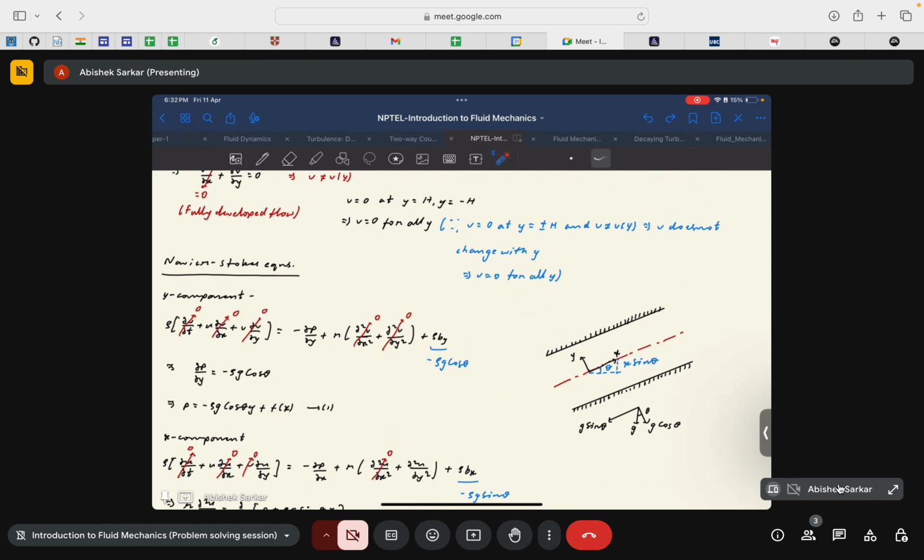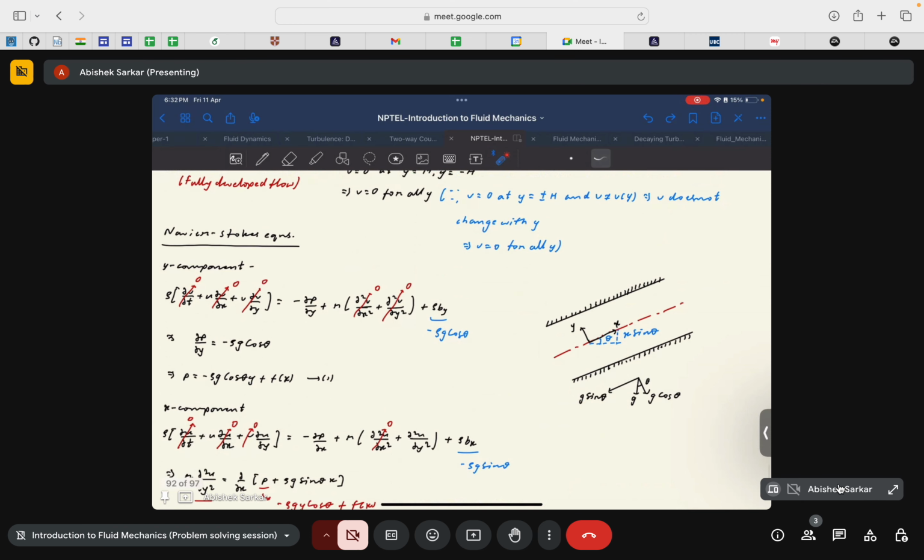Say this plate is tilted at an angle of theta. Then the gravitational force can be dissociated into two respective components because g will always act vertically downwards. It is dissociated into two components, g cos theta and g sin theta.